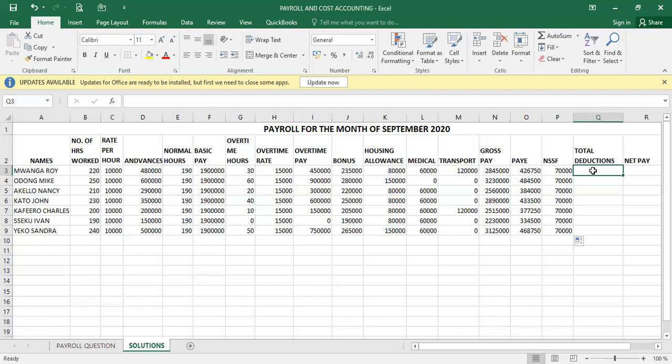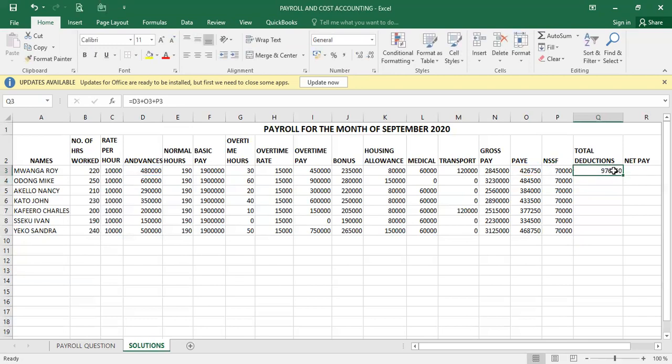So we shall start with our advances. This is the money that was picked before the month ended. Plus, we add the PAYE plus the NSSF. Those are the only deductions we have. Then you press enter.